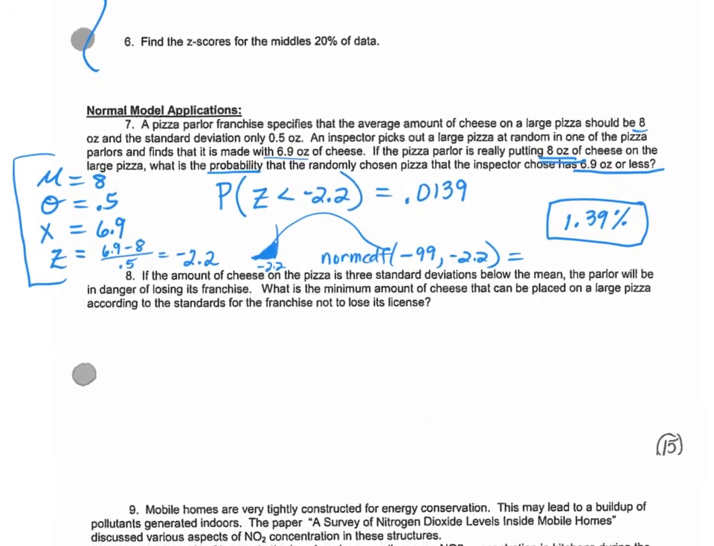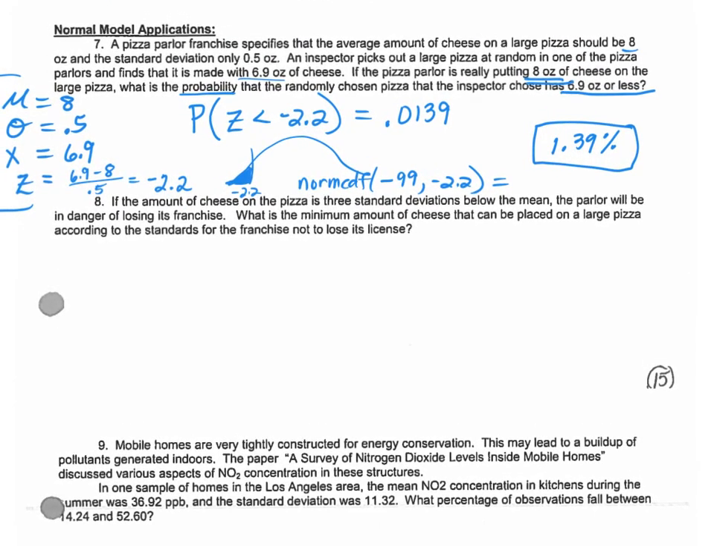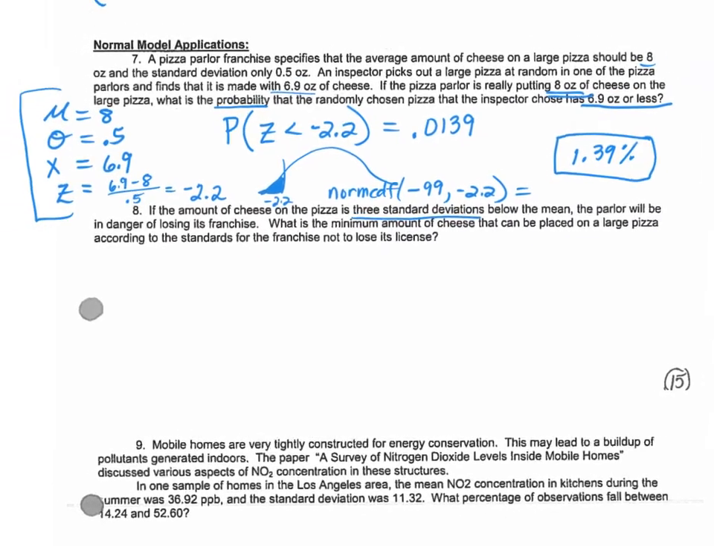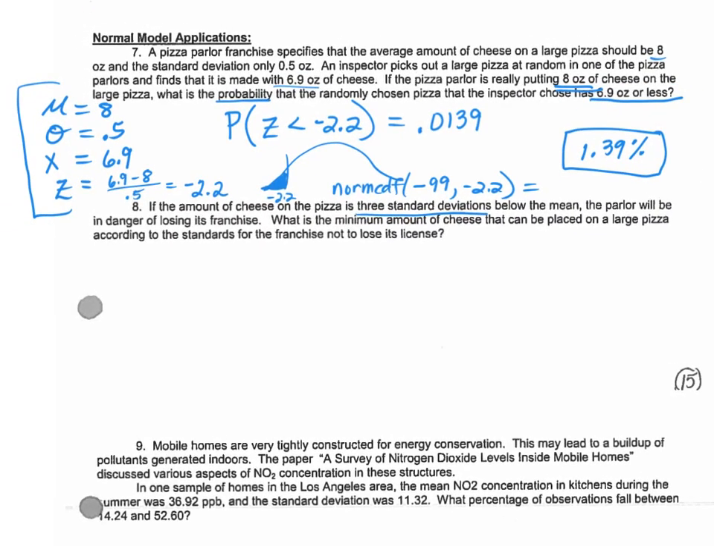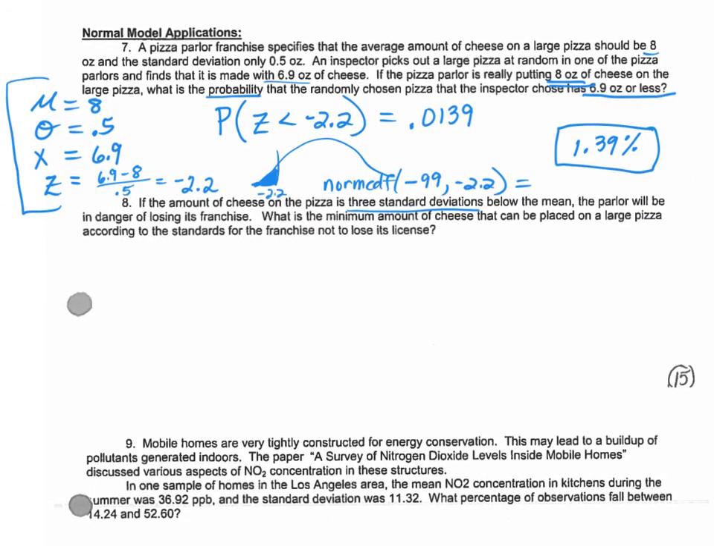Okay, and this next one says if the amount of cheese on the pizza is 3 standard deviations below the mean, then the pizza parlor will be in danger of losing its franchise. What's the minimum amount of cheese that needs to be on that pizza? Okay, well, let's write the things we know. The mean is 8. Standard deviation is 0.5. X is what we don't know.